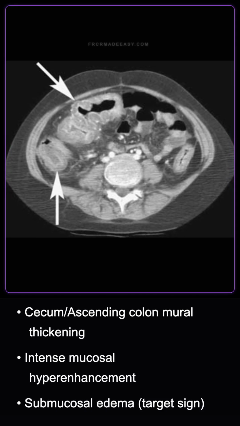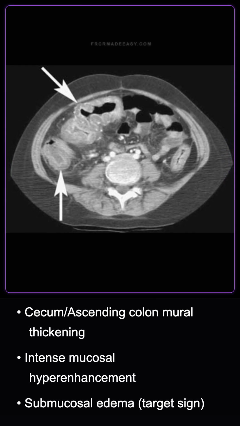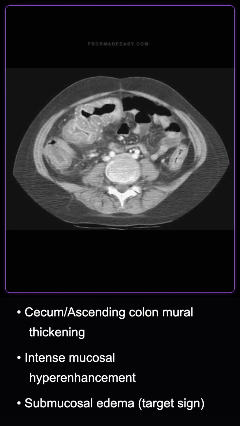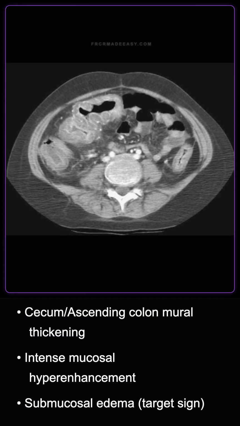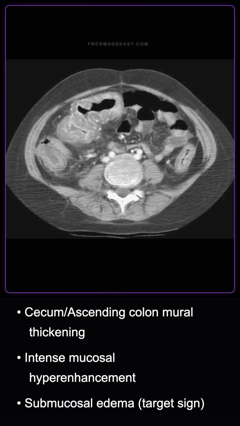The CT demonstrates diffuse, marked, and asymmetric mural thickening that is specifically localized to the cecum and ascending colon. The thickened bowel wall exhibits intense mucosal hyperenhancement, surrounded by extensive submucosal edema, producing a prominent target sign.